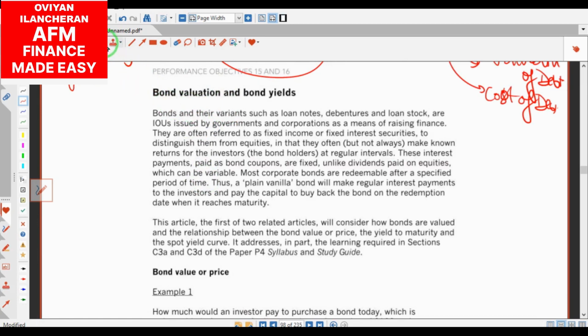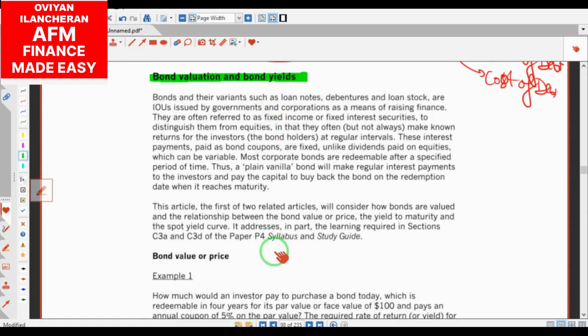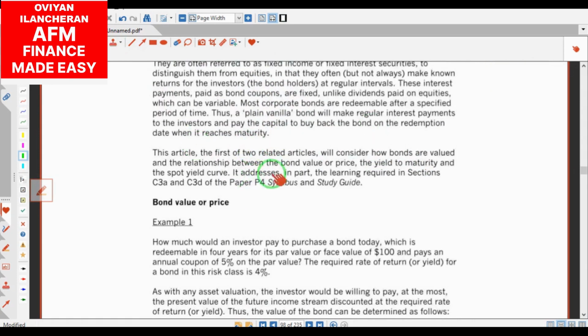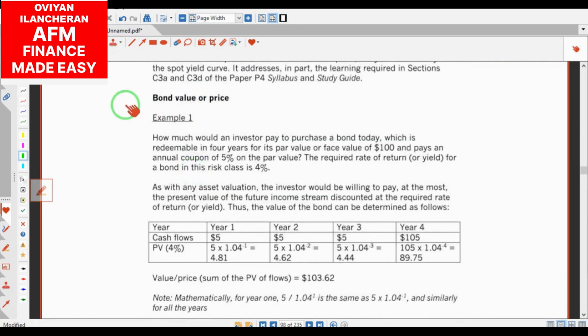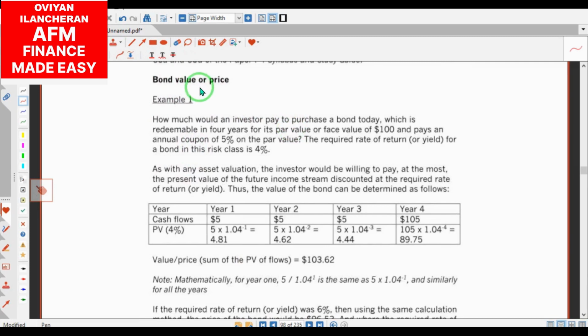So, bond valuation and bond yield. For the first example, you can read all this beautifully written here. Please read up all these things. What is a plain vanilla bond and all that? Make sure you know what all that is. What is most important, I feel, direct to the point, is bond value or bond price.